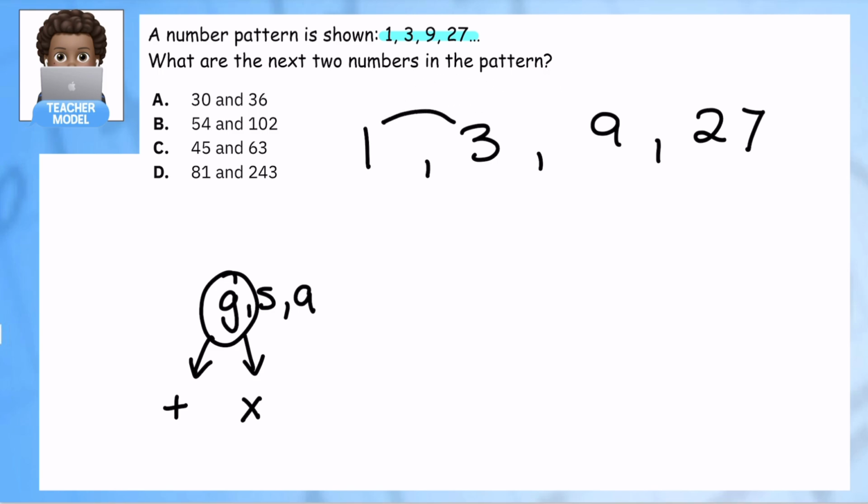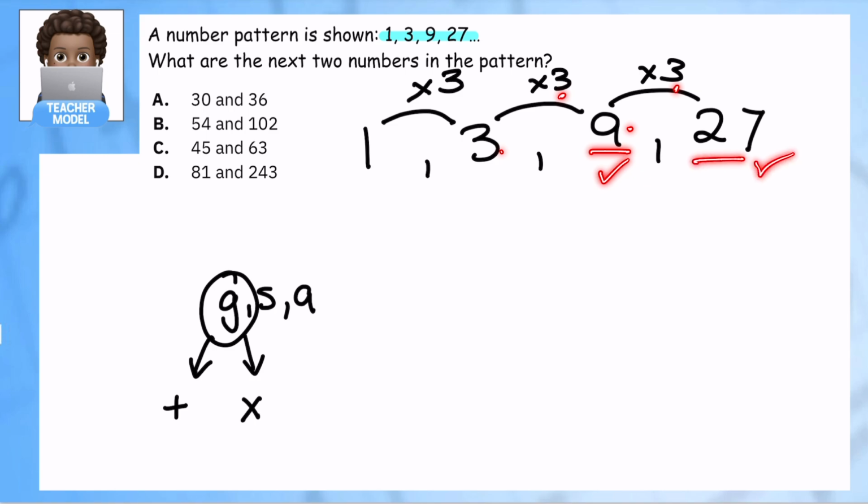And now we're going to try multiplying. To go from 1 to 3, 1 times 3 makes 3. So let's check if this is true the rest of the way. 1 times 3 makes 3. 3 times 3 makes 9. 9 times 3 makes 27. So we figured out the rule. Our rule is times 3, or multiply by 3.